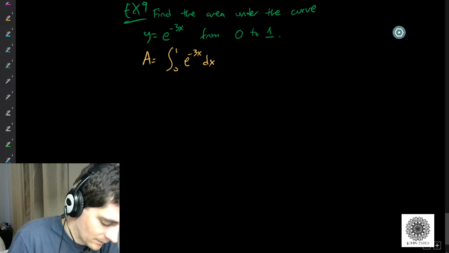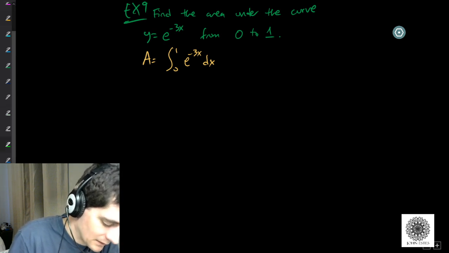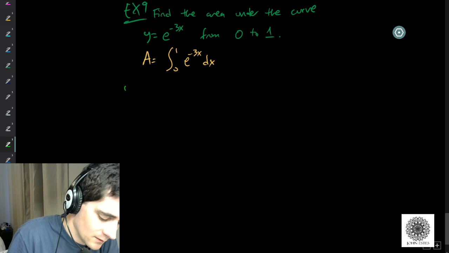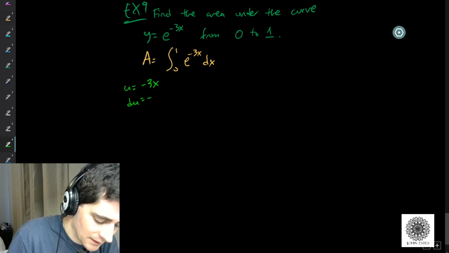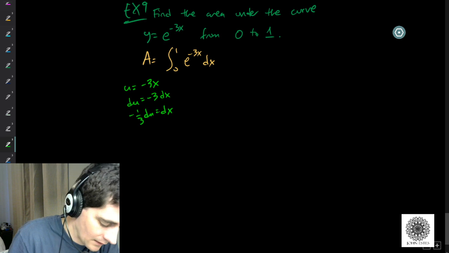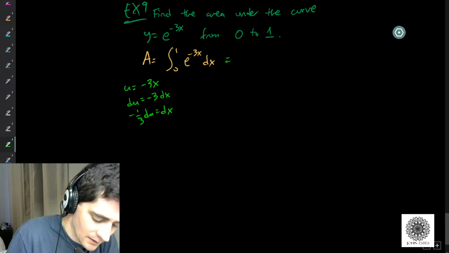Okay, so we're going to do some scratch work on the side. We're going to say u is negative 3x, so du equals negative 3 dx. So I almost have that. I need a negative 1/3 du. So this is going to be negative 1/3 integral e to the u du.